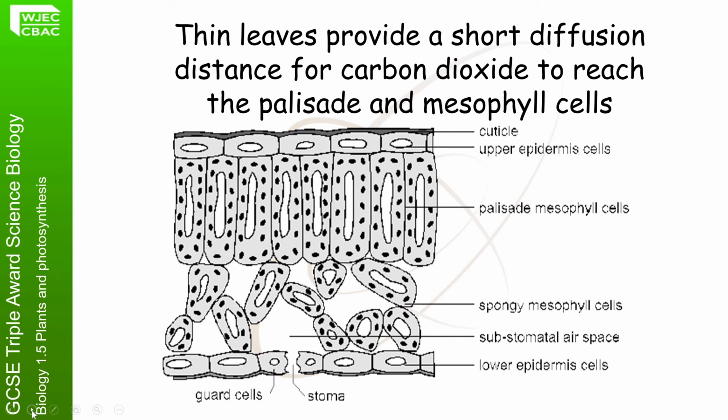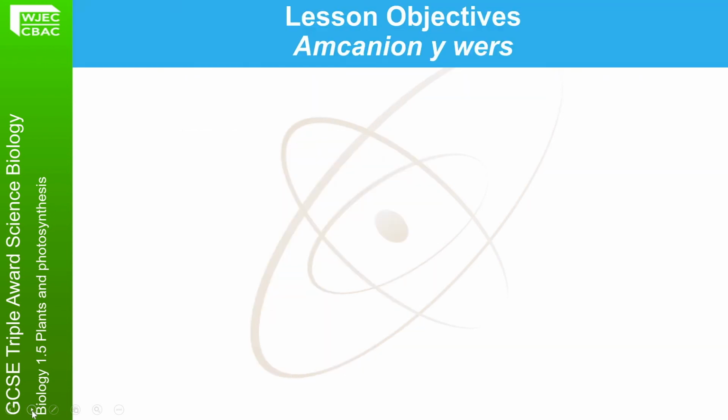And thin leaves means that there's a much shorter diffusion distance for carbon dioxide to reach the important palisade and mesophyll cells. We're going to be looking at the structure of this in more detail next lesson. So make sure you have filled in your table, and next lesson we're going to go on and look at the detailed structure of the internal structures of the leaf.